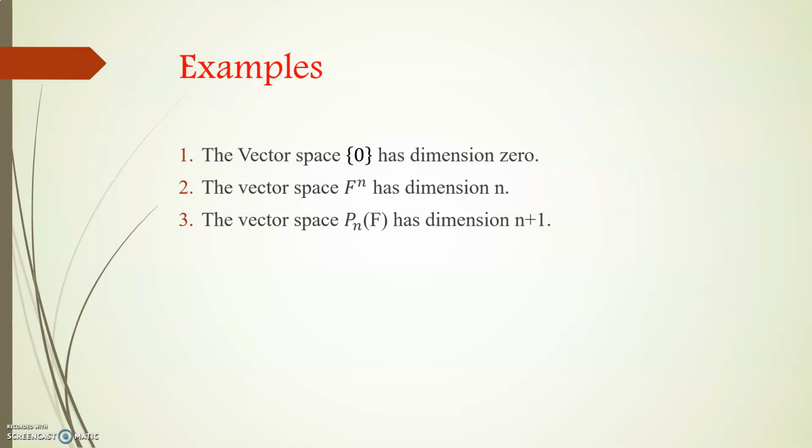Previously we saw the standard basis of P2 of R. What is it? We get 1, x, x square. How many bases are there? Three. If we have a polynomial of degree 2, the basis has 3 elements. So the number of basis vectors is 3, and therefore the dimension is 3. So here, for polynomials of degree n over F, the dimension is n plus 1.